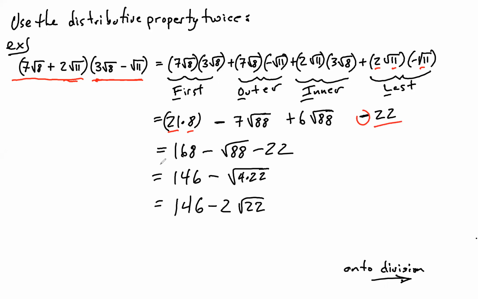Okay, so we combine up our like terms. 7 radical 88 plus minus 7 plus 6 ends up with -1 radical 88. 88 has a perfect square factor of 4 in it, and fully simplified, there's our answer. So onward to division.